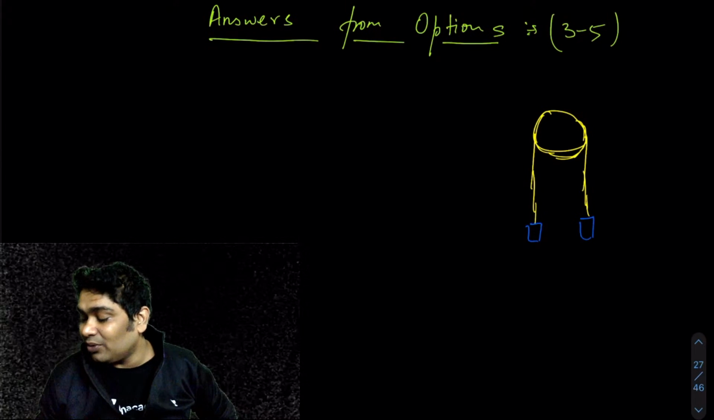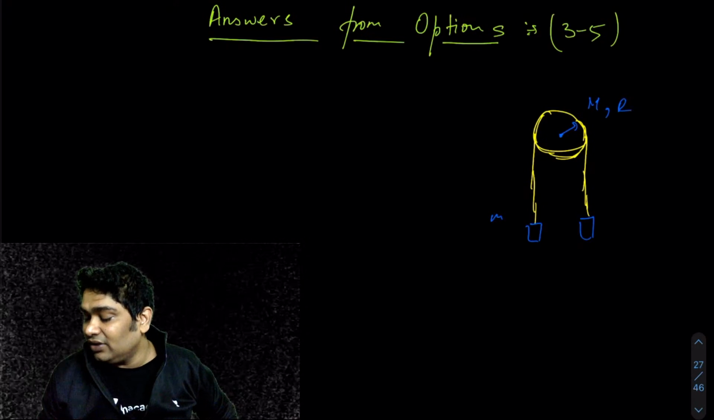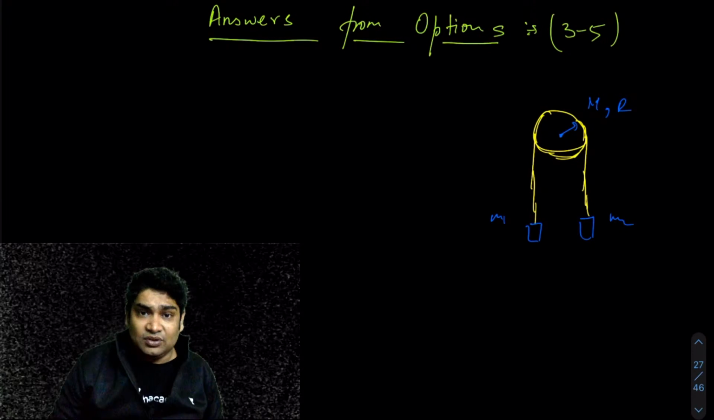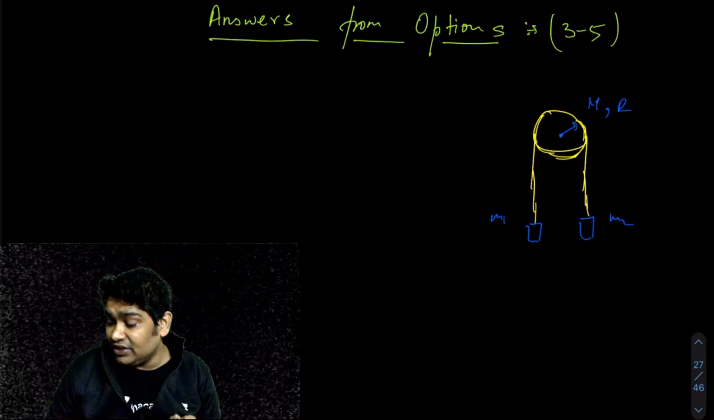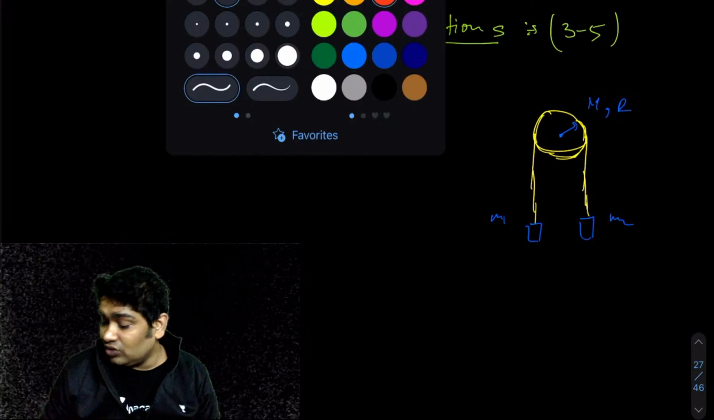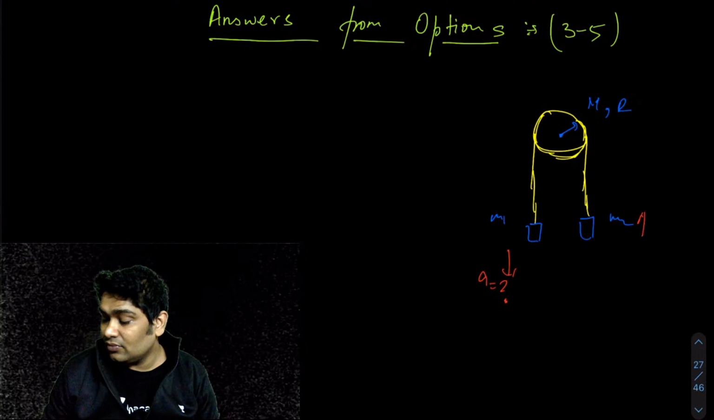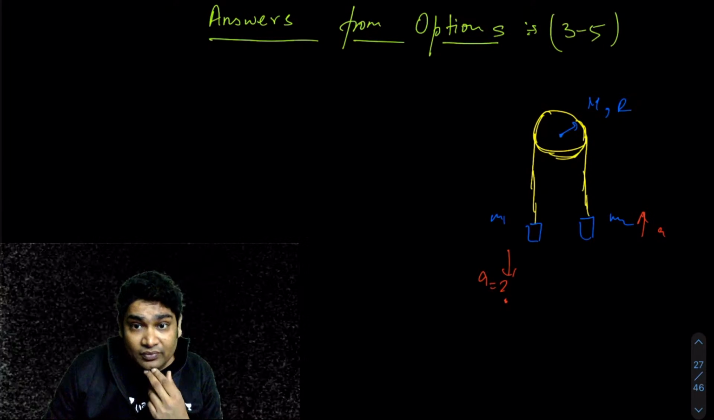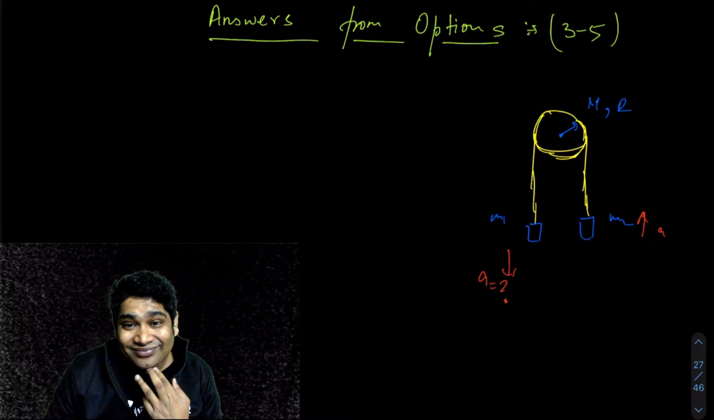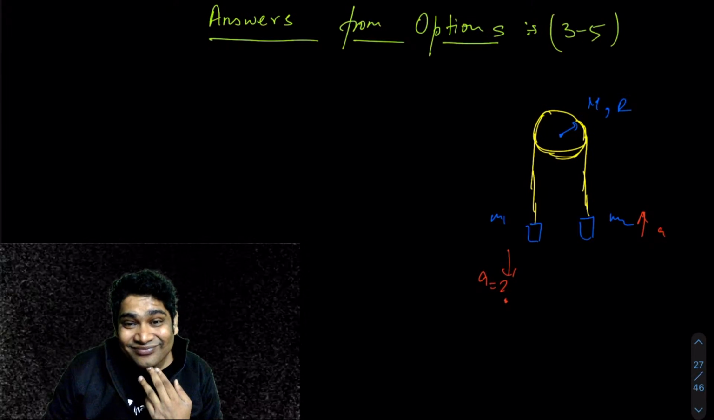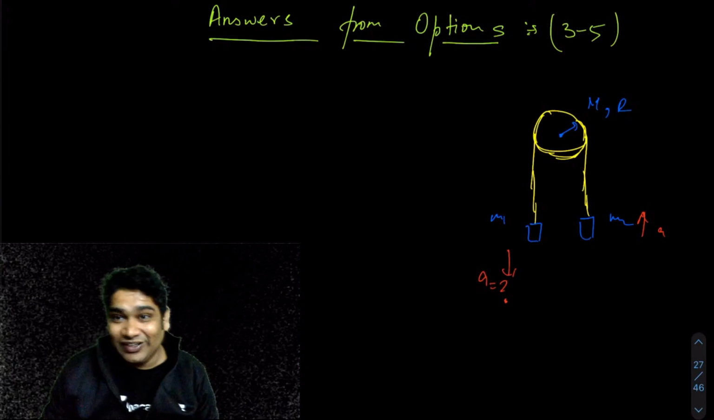So this is a typical problem where this has a mass m, radius r, this has mass m1, this has mass m2, and you're supposed to find the two accelerations, right? You're supposed to find the acceleration of these masses. You are asked what is a? What is the value of a? So this is one of my favorite shortcuts for solving this particular problem.